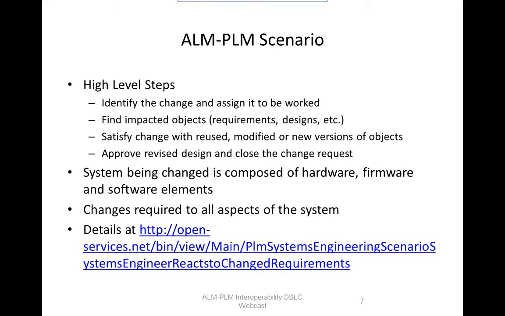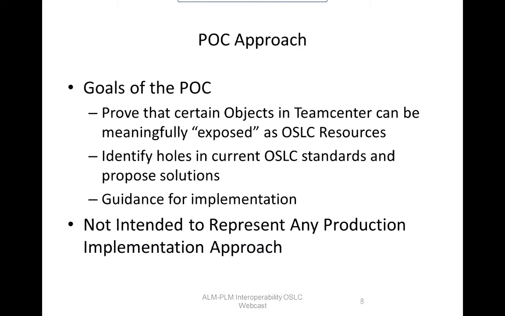So the implication is that during the approval cycle, you've verified that you've met the change requirement, but we're not going to talk in great detail about that topic. The system being changed is composed of hardware, firmware, and software elements, so we make sure that we capture this notion of connectivity between ALM and PLM, and we require some change to all aspects of that system. The scenario of particular requirements that we're changing forces us to look at both sides of the picture. And there is the link to the details.